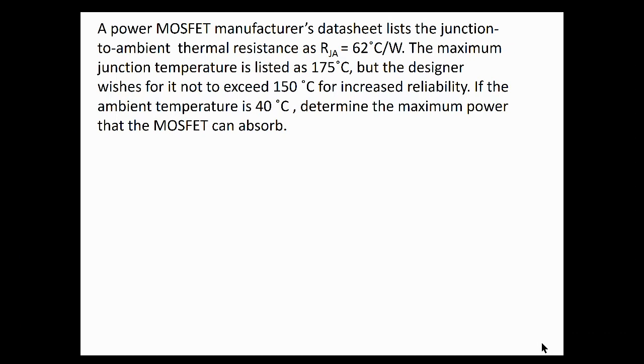All right, so this is very simple. I have this one here for you to try. A power MOSFET manufacturer's data sheet lists the junction to ambient thermal resistance, that's R_JA, equals 62 degrees Celsius per watt. The maximum junction temperature is listed as 175 degrees Celsius. But the designer wishes for it not to exceed 150 degrees Celsius for increased reliability. If the ambient temperature is 40 degrees Celsius, you have been asked to determine the maximum power that the FET can absorb.